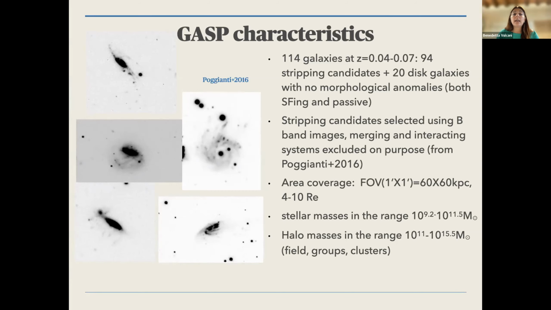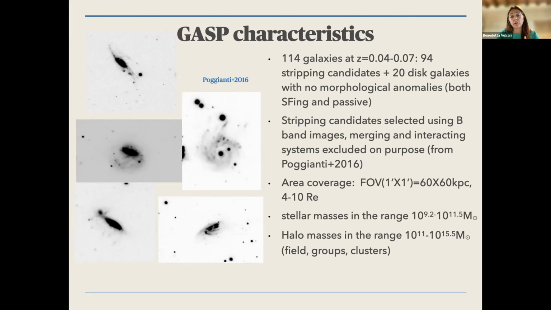Then we selected a subset of these galaxies, 94 galaxies that were the most interesting and that allowed us to map a quite large stellar mass and halo mass distribution. And so we selected 94 stripping candidates. On top of that, we observed 20 other galaxies that had no morphological anomalies, both star-forming and passive, that constitute our control sample.